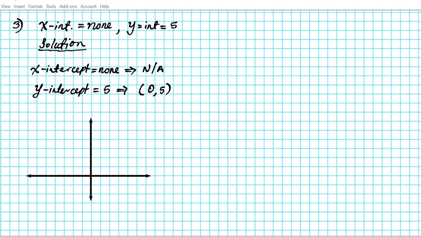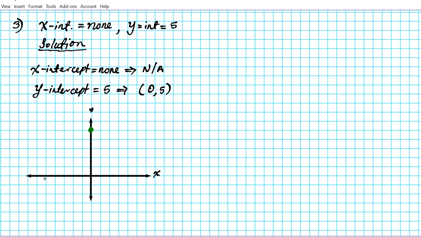All right, so we have just the y-intercept, which is 5 on the y-axis. So this is the y-axis right here, and this is your x-axis. So your y-intercept is 5. So 1, 2, 3, 4, 5. There goes your y-intercept. And your x-intercept is none. So the graph can never cut the x-axis.